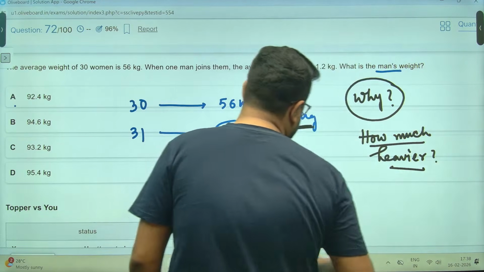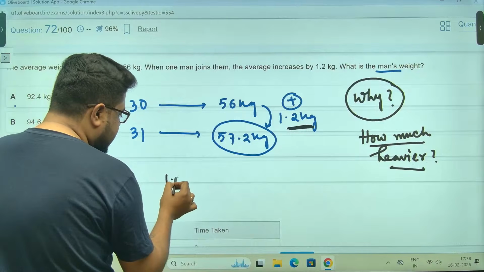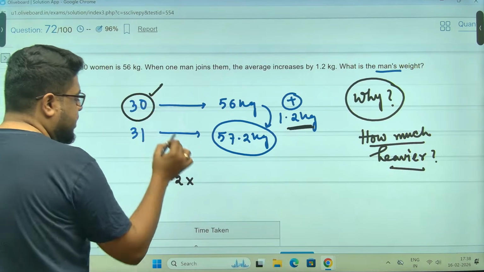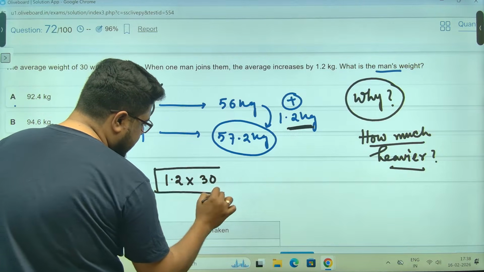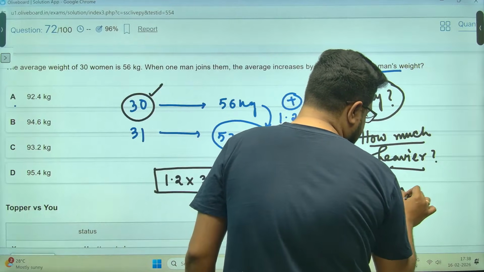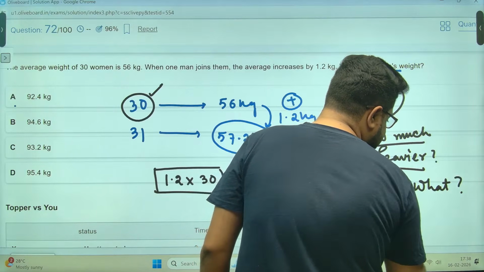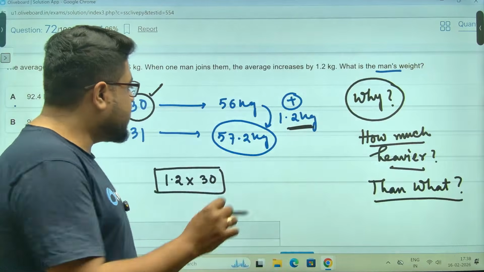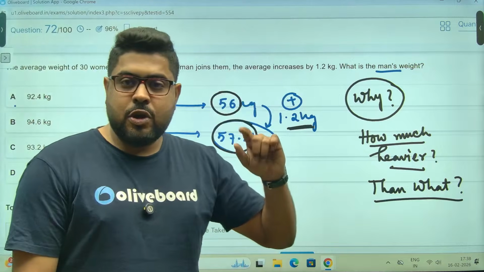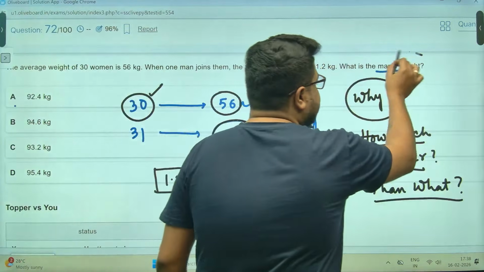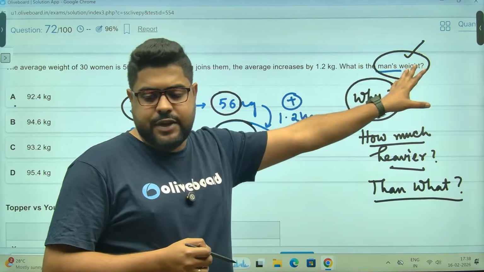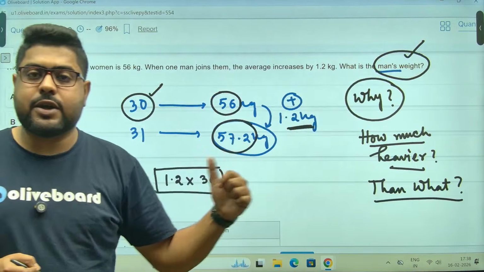Sir, he was so much heavier that he was causing an increment of 1.2 kg to everyone apart from himself. So he was causing an increment of 1.2 kg for all 30 women. Third question: this much heavier than what? Than always the average weight. Now, which average weight? Should I take this one or this one? Always take that average. We are trying to find the weight of the man. Always take the average weight when this man is included in the group.